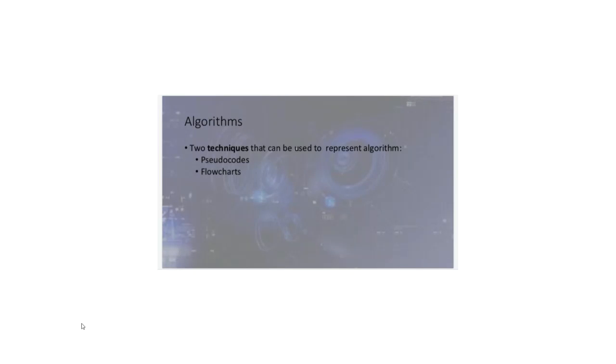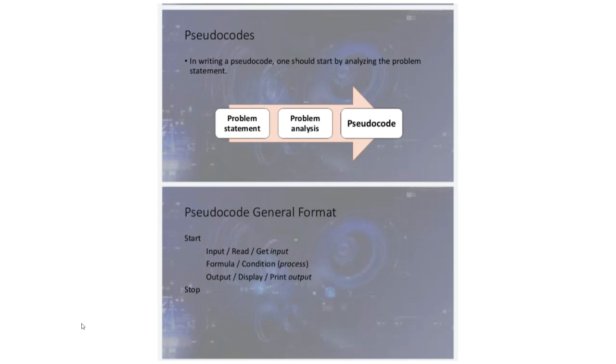There are two techniques that can be used to represent an algorithm. The first one is pseudocode and the second one is flowchart. The main purpose of a pseudocode is to define the procedural logic of an algorithm in a simple way, easy to understand for its readers, who may or may not be proficient in a computer programming language.